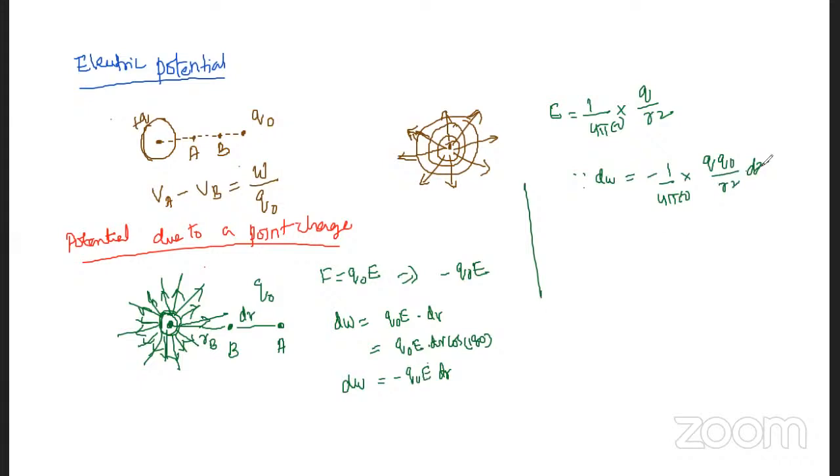So that is what we have written, Q naught dr. So dW is equal to minus 1 by 4 pi epsilon naught, Q into Q naught by r square, into dr. Now, suppose the total work done in order to move the test charge from the point A to B is given by W_AB, we can write. So which will be equal to the integral from the point A to B it has to move. And we have got already dW.